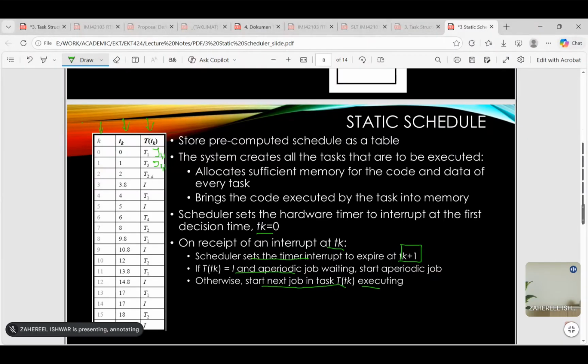And then task 2 and so on. Now, if you look at this one, the next ticking is at time equal to 2. However, the one running is task 3.